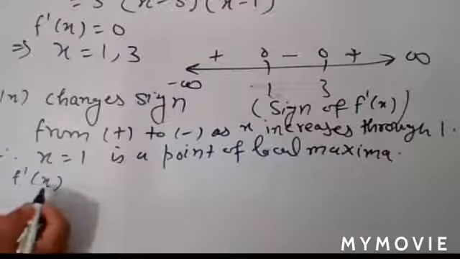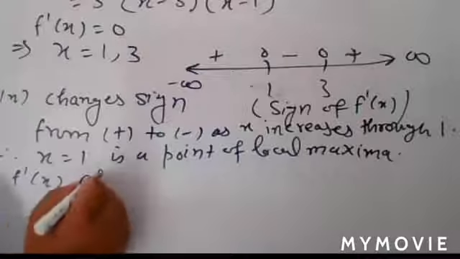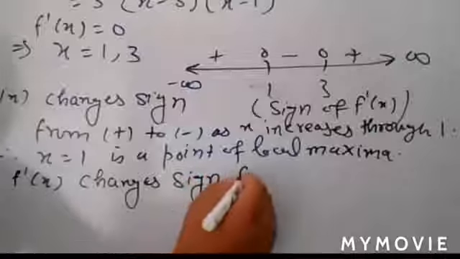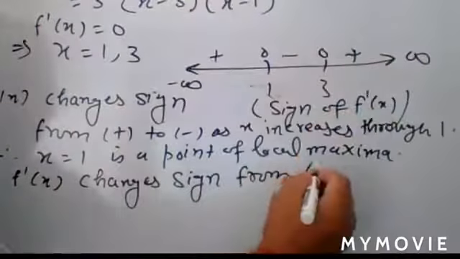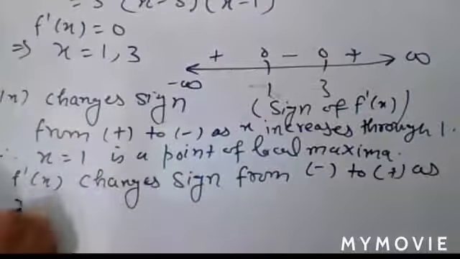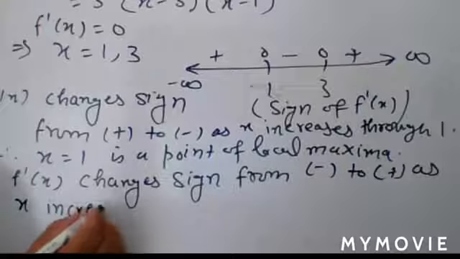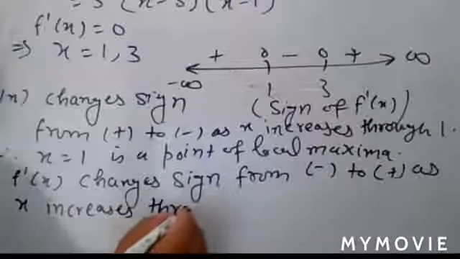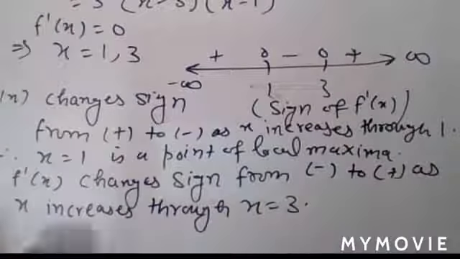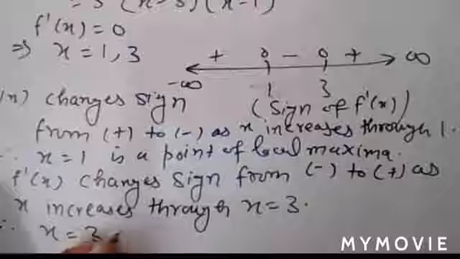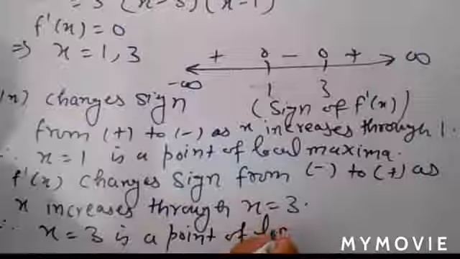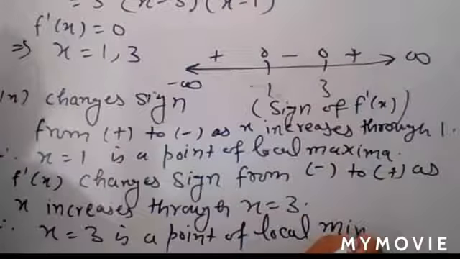In the same way, you write for the second point, since f dash x changes sign from negative to positive as x increases through x is equal to 3. So x is equal to 3 is a point of local minima.